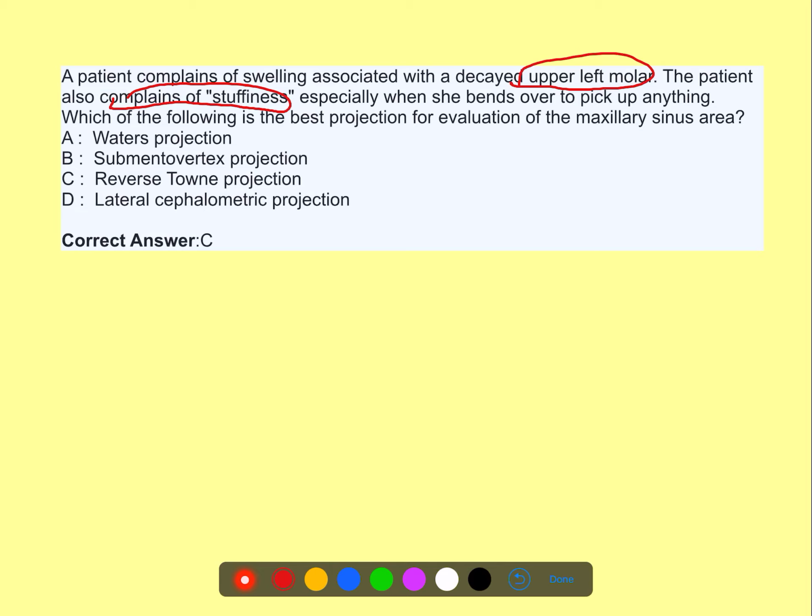So the better option to choose in this question is what they have given: evaluation of maxillary sinus area. For the evaluation of the maxillary sinus area, the best option to choose is Waters projection.